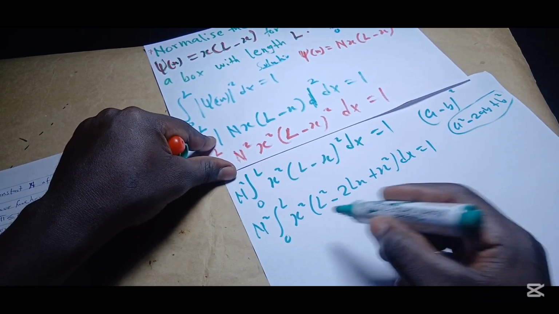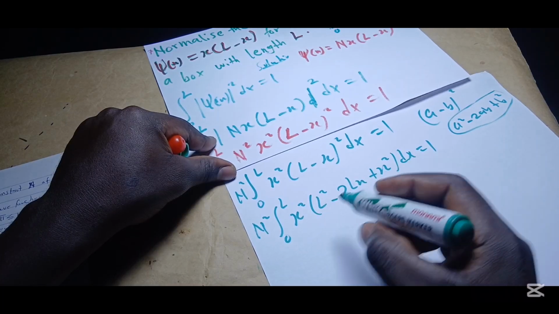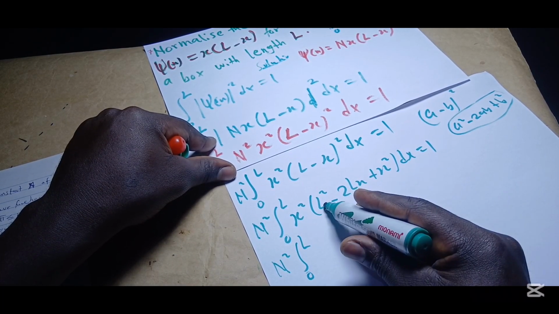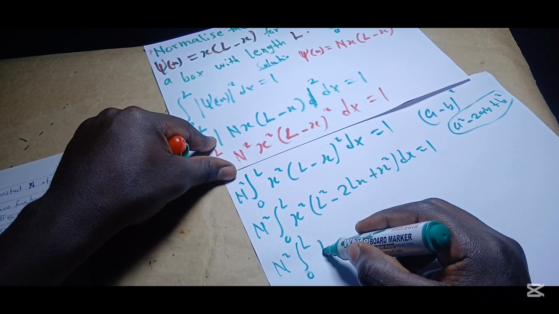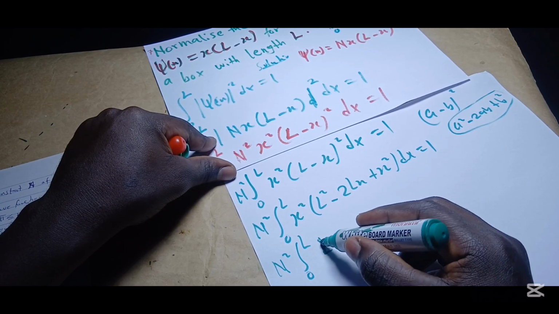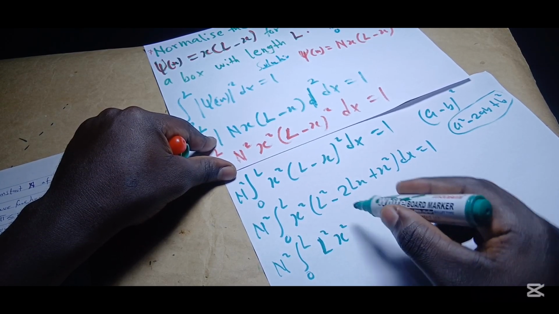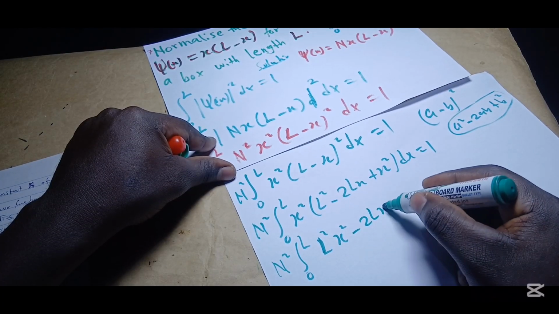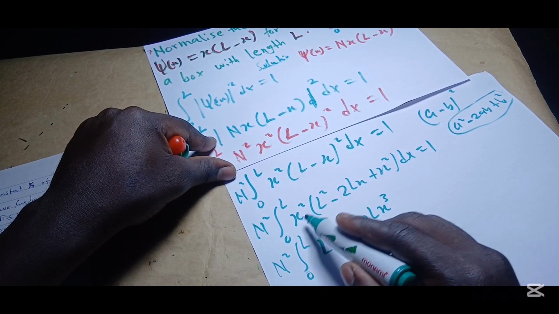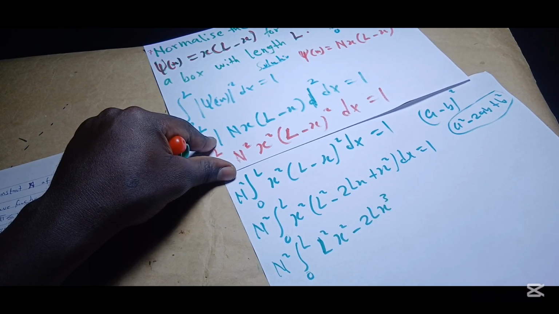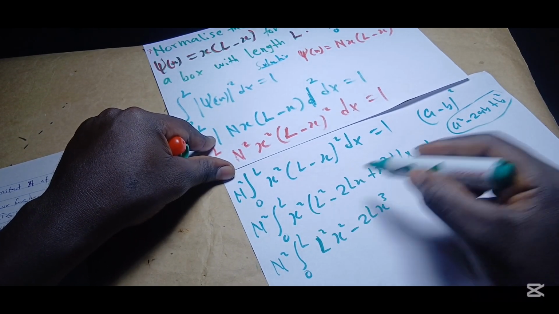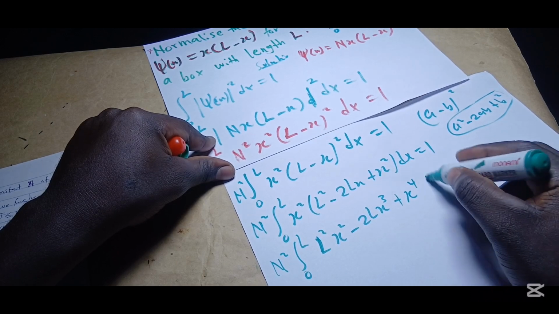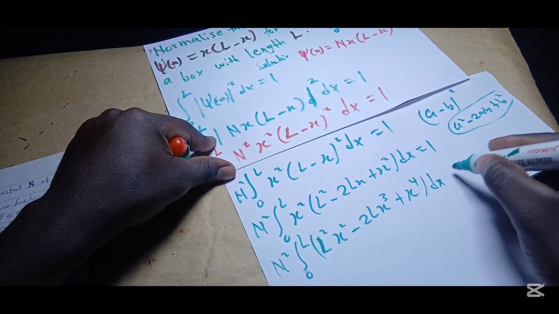So now let's expand the bracket, multiplying 2 by x squared. So we are going to get n squared integral from 0 to L. x squared multiplied by L squared gives us L squared x squared. x squared multiplied by 2Lx gives minus 2Lx to the power 3. Since they are of the same base, we add their powers. So x squared multiplied by x squared gives us x to the power 4. dx should give us 1.